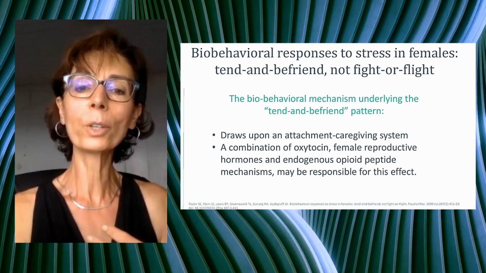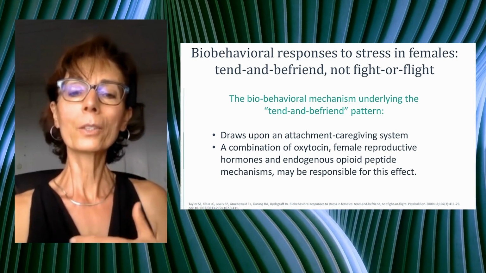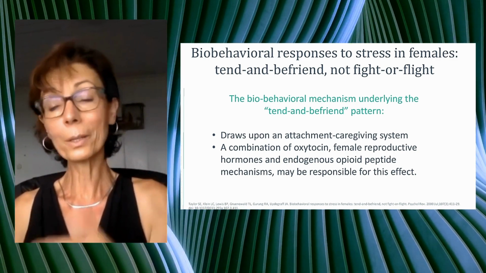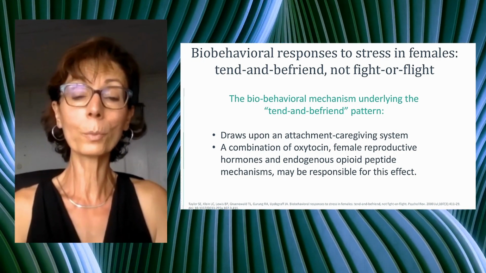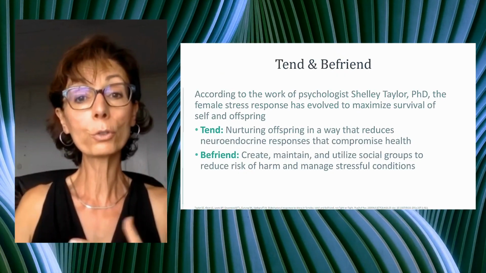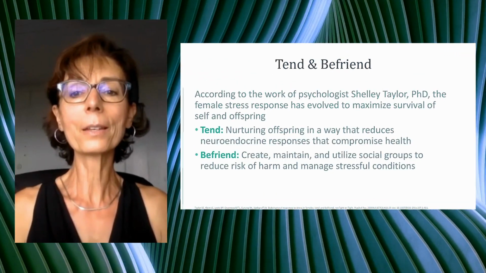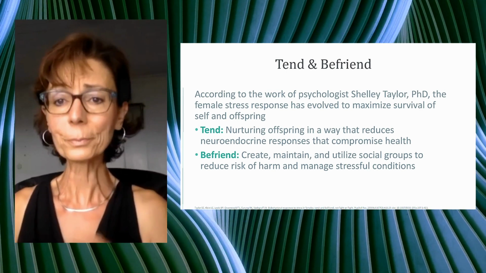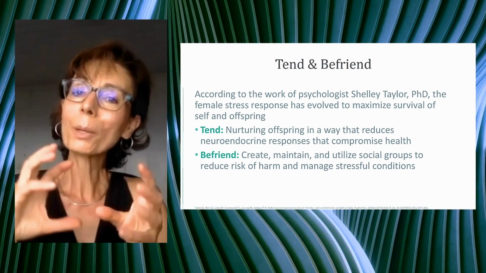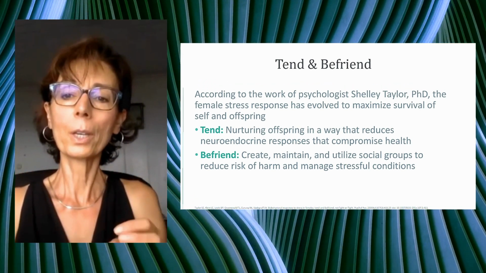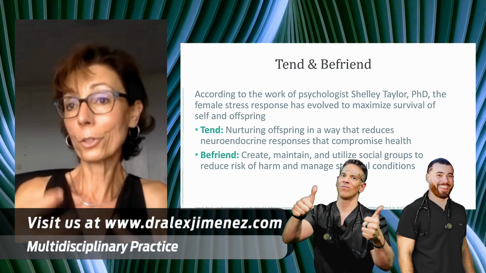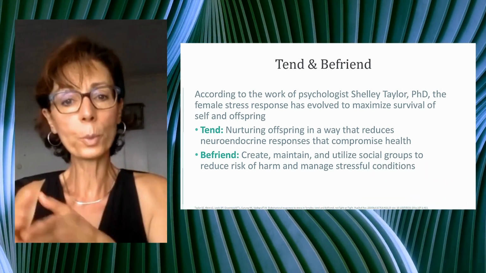And the tend and befriend pattern draws upon the attachment caregiving system. And it's thought to be a combination of oxytocin as well as some other opioid or peptide hormones or mechanisms that are responsible for this. But it is now shown, and there are quite a few studies on this. And I just wanted to mention, according to Shelley Taylor, a psychologist, it seems to be more common in females, and maybe we've evolved this to try and survive not just ourselves, but to protect our offspring.